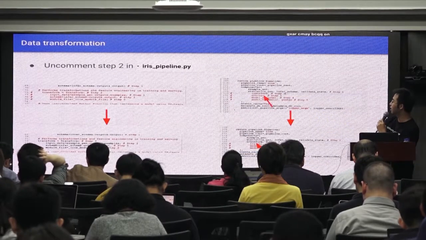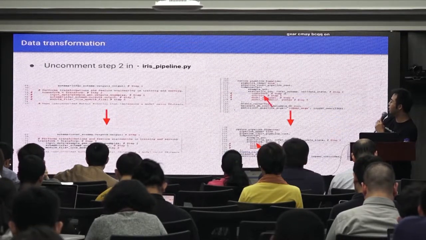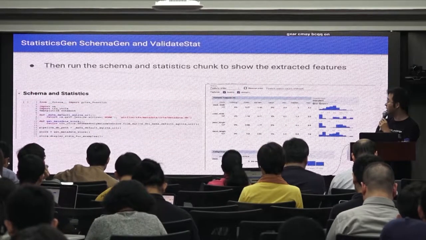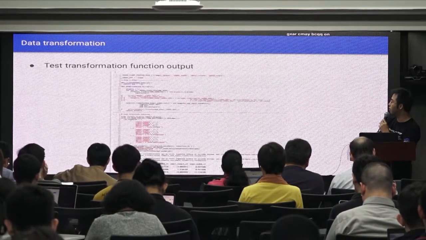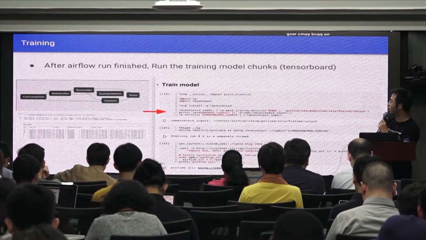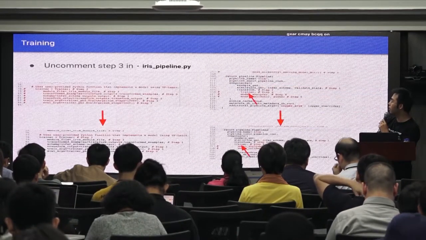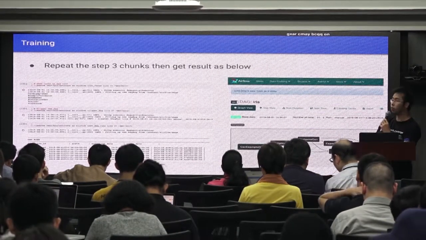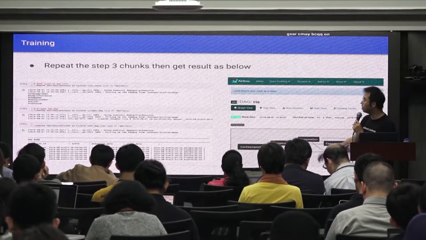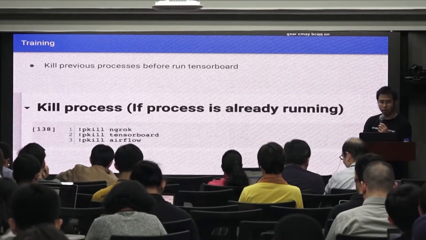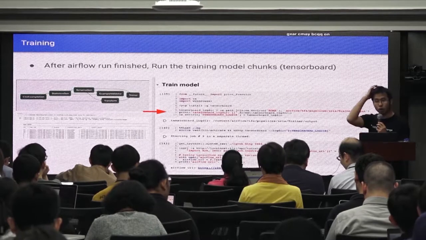Okay, so you can see schema gen, statistic gen, and you can train the model. The same thing. You can run all these components and train the model on Google Colab.